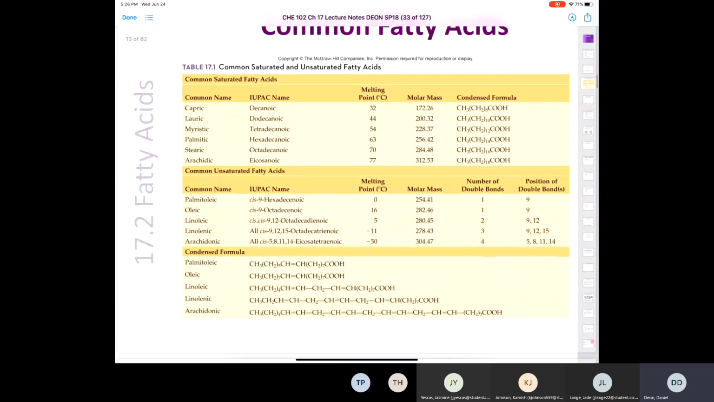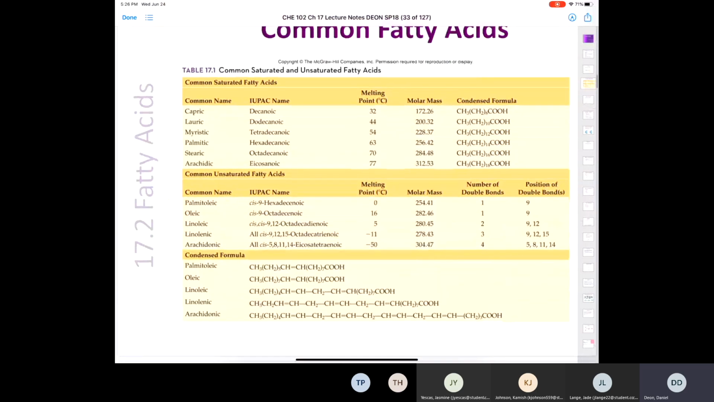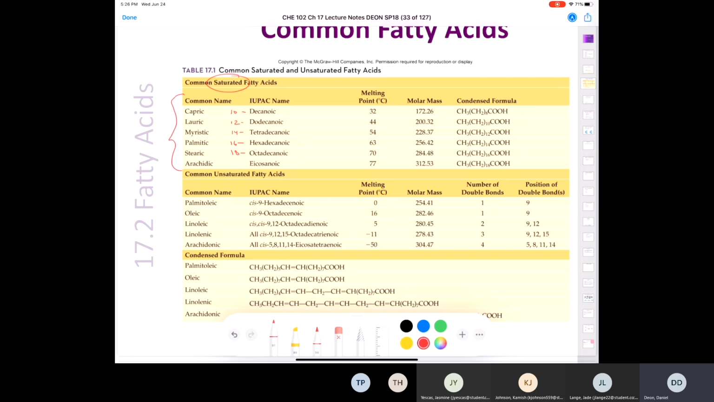This slide just shows kind of a comparison of some saturated and unsaturated fatty acids. Let's start with the set that's at the top. So this part right here, these are all saturated fatty acids. And we go from decanoic acid, which has a total of 10 carbons, and then dodecanoic, which has a total of 12, then tetradecanoic, then hexadecanoic, octadecanoic, and then icosanoic. Didn't I tell you earlier that icos means 20 carbons?